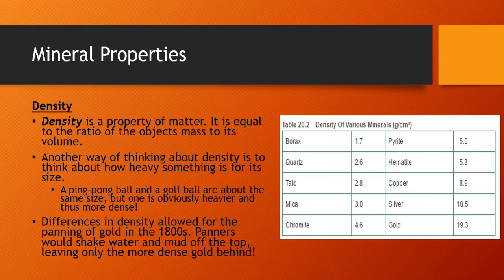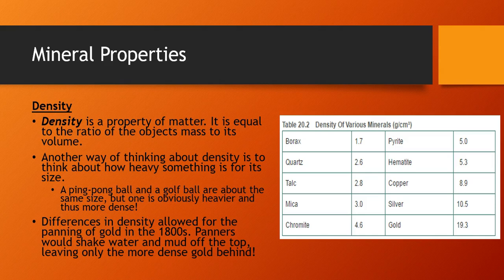The final property we're going to talk about is density. Density is just a property of matter. It is just a ratio of an object's mass to its volume, how much stuff in how much space. Another way of thinking about density is just how heavy something is for its size. Right? You have a ping pong ball and a golf ball. They're about the same size, but the golf ball is heavier. The golf ball is heavier because it is more dense.